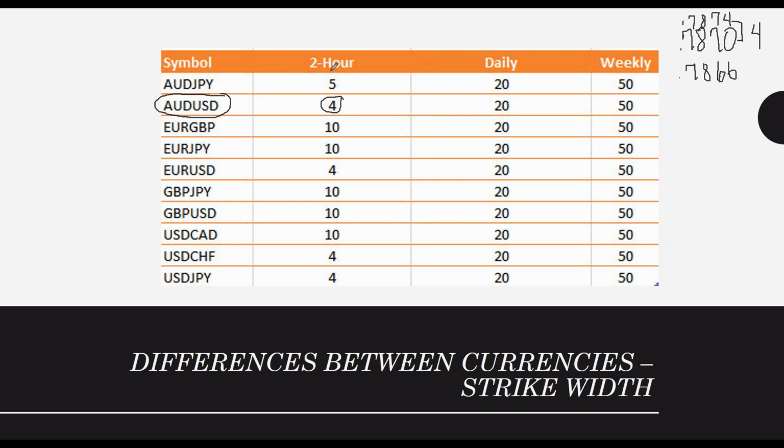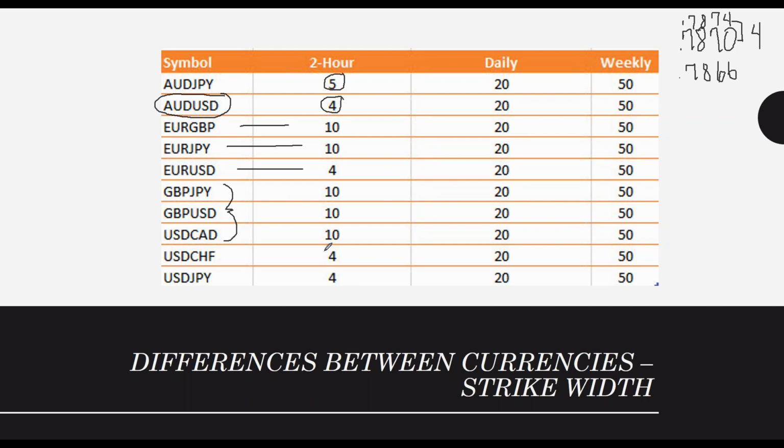So in the case of the Aussie yen, that strike width would be 5 pips. On the euro British pound, it is 10. On the euro yen, it is 10. On the euro dollar, it is 4. On the British pound yen, the British pound dollar, and the USD CAD, all of those are 10 pips. On the USD Swiss franc and the USD JPY, it is 4 pips, okay? Now that is on a 2-hour binary.